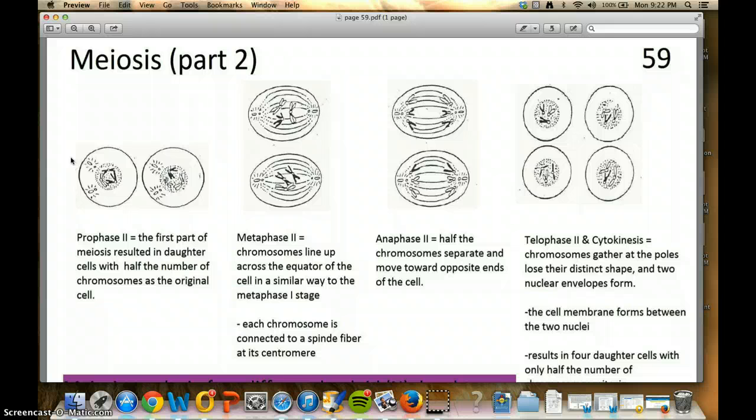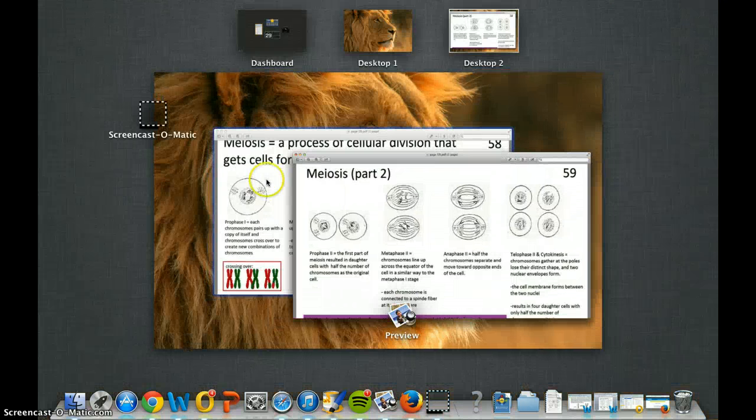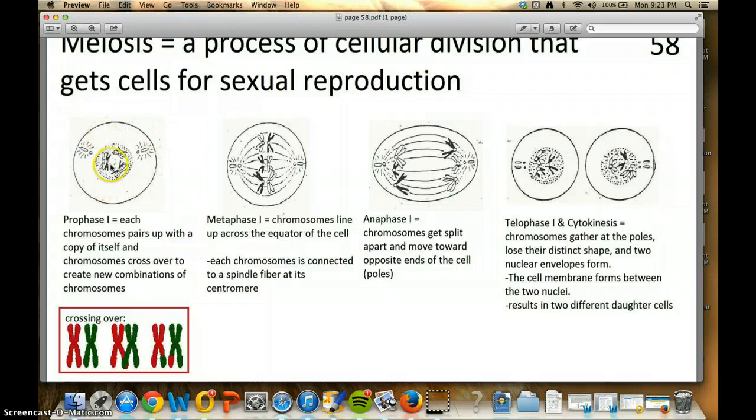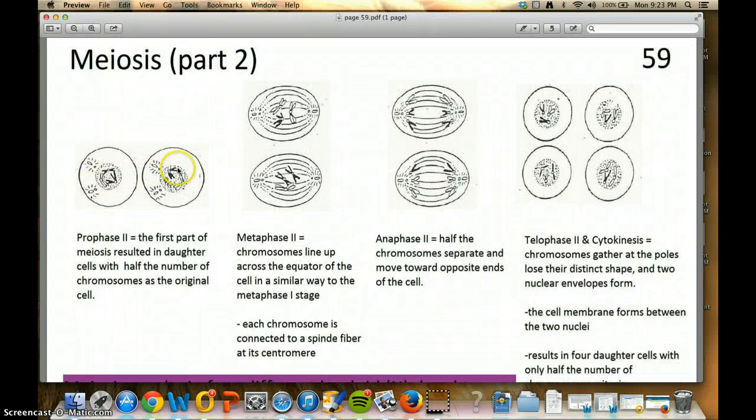So your cells had 46. Then they doubled to have 92. Then they got split apart, so then 46 went with one cell, 46 went with another. In meiosis, in part 2 of meiosis, there is no replication occurring, right? So at the end of part 1, we have 92, 92, now we have 46, 46. So this cell has 46, and this cell has 46. So that's where we're at in part 2, 46, 46.